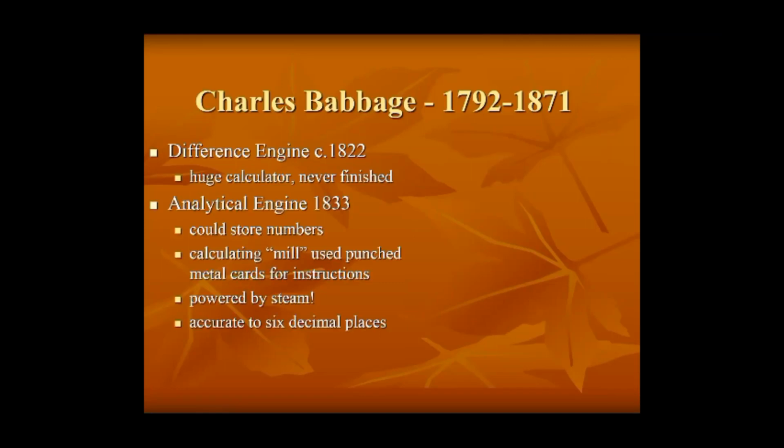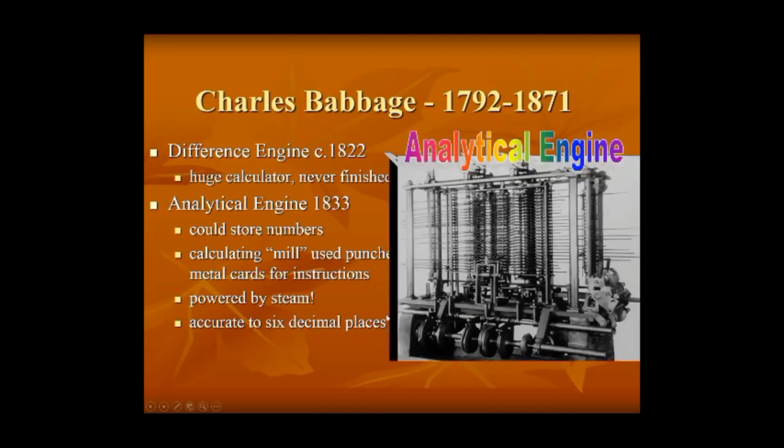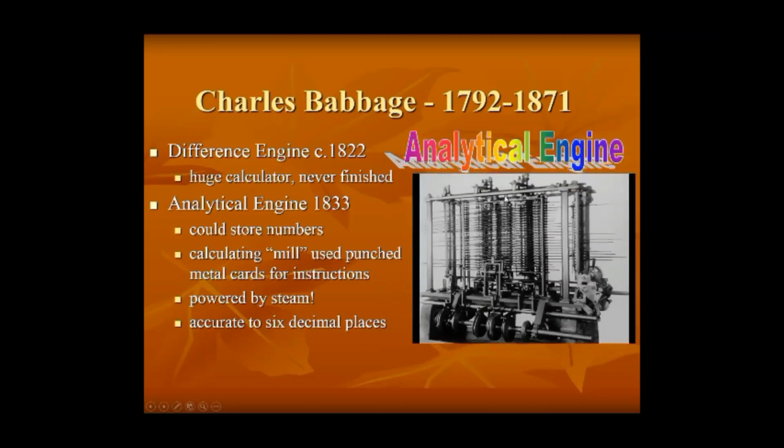The analytical engine can store numbers. The calculating mill uses punch cards, metal cards, for instruction, and it is powered by steam. It is accurate to 6 decimal places. So this is the analytical engine. That's how the analytical engine looks like. Again, it is powered by steam. They are using a steam engine to get an electric current so that it can power up the analytical engine.